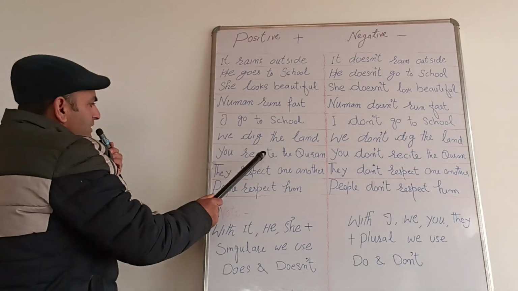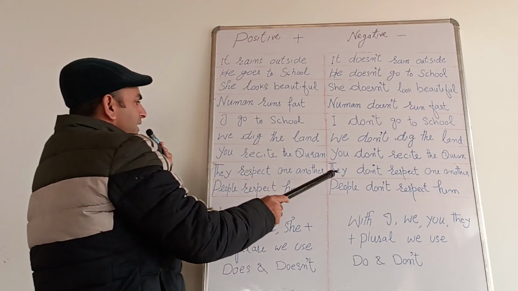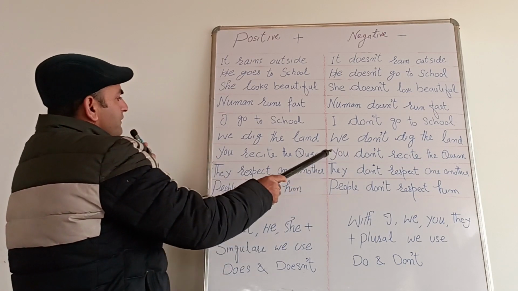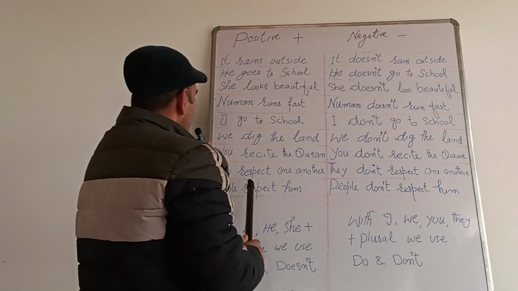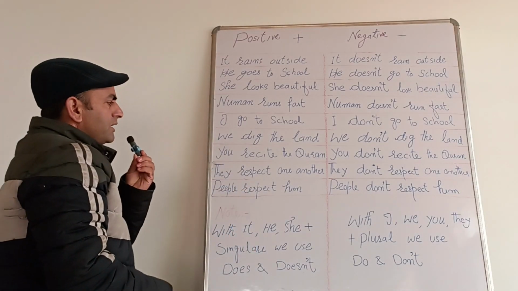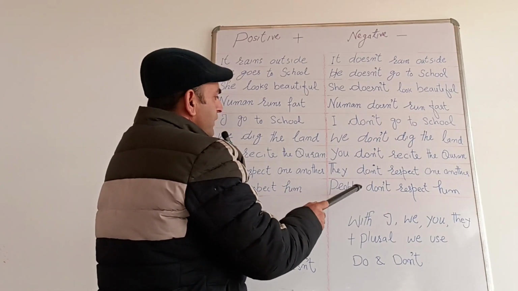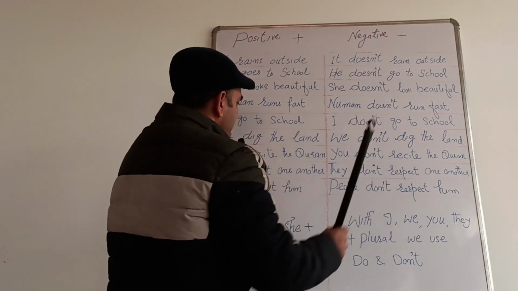You recite the Holy Quran. In the negative sentence we have to use don't with you. You don't recite the Holy Quran. They respect one another. In the negative sentence we have to use don't with they. They don't respect one another.